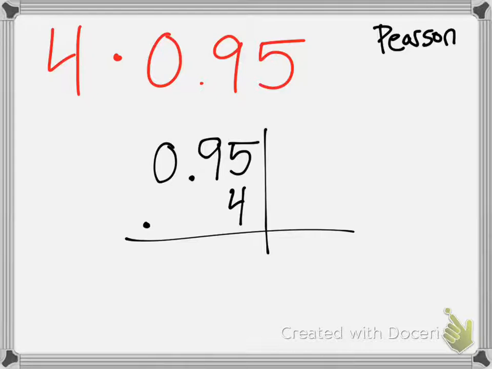So Pearson, what is our first step? Our first step is to move the decimal 2 places because it is 2 places. Excellent. We move it 2 places because it's 2 places. Then what did you do? I then did 5 times 4. So 5 times 4 is 20. 4 times 9 gives us 36. We add the 2, we get 38.